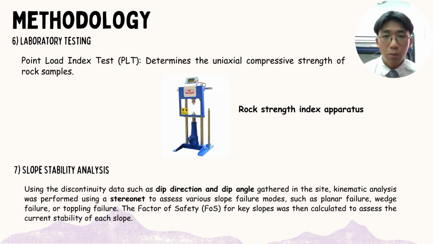For the sixth part, laboratory testing, after we collect the rock sample from the site, we conduct the point load index test in the lab, which is used to determine the uniaxial compressive strength of our rock sample. And this is the machine for the test. For the last part, slope stability analysis, we use the discontinuity data such as dip direction and dip angle that we gathered in the site, and use the app, Field Move Clino, to generate the stereonet so we can analyze it easily.